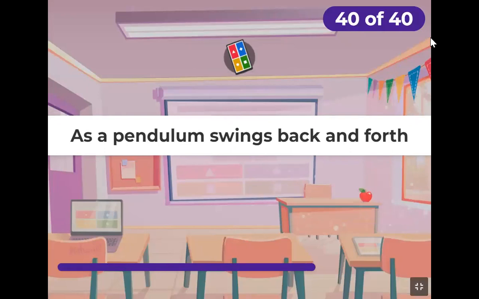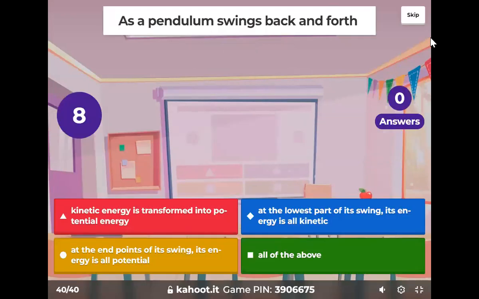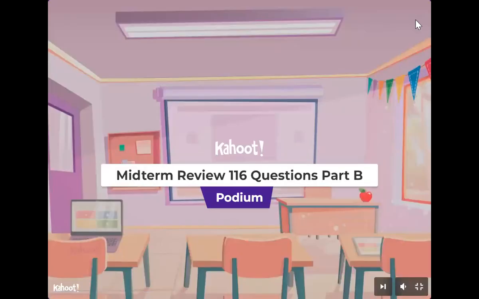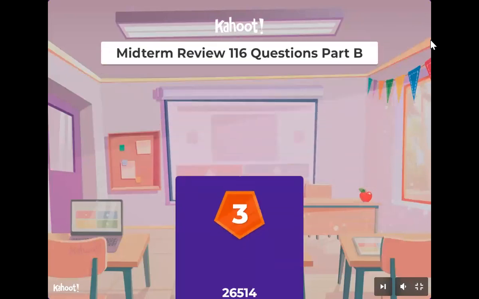As the pendulum swings back and forth, yeah, those are all true statements. The lowest point could be called all kinetic. At the end points, it's all potential. And then energy oscillates back and forth between those two types.